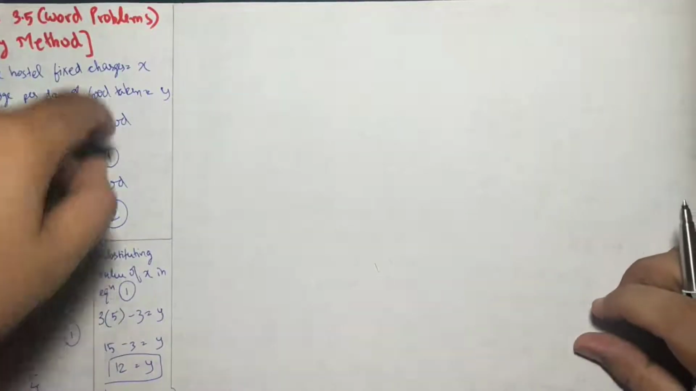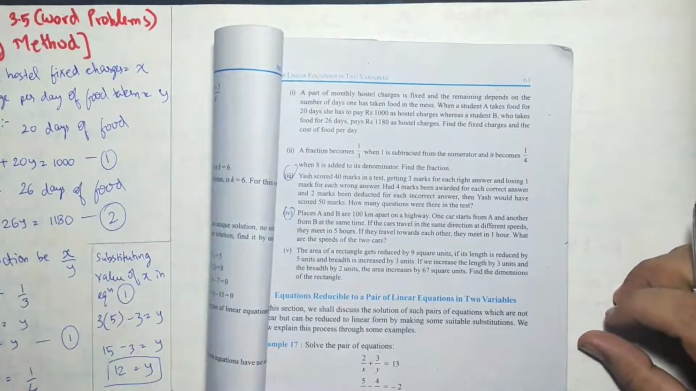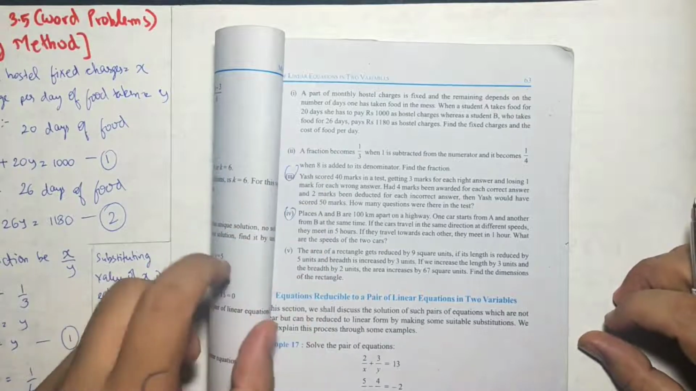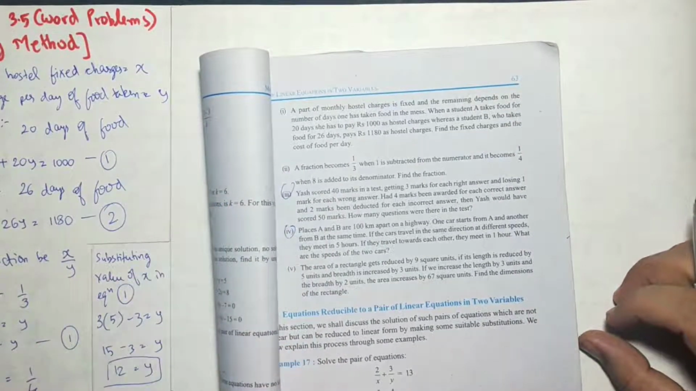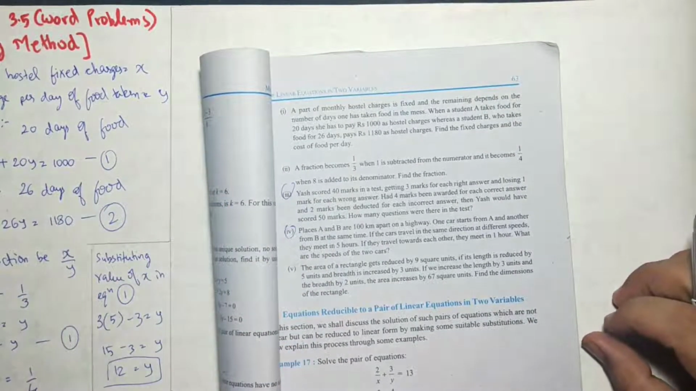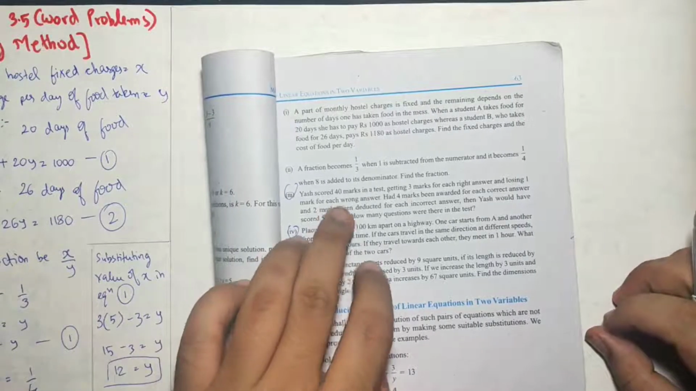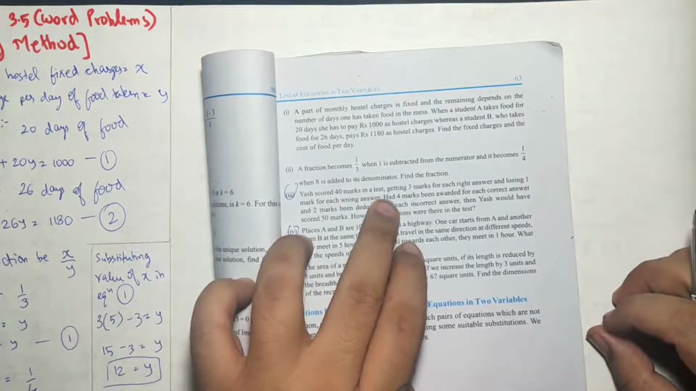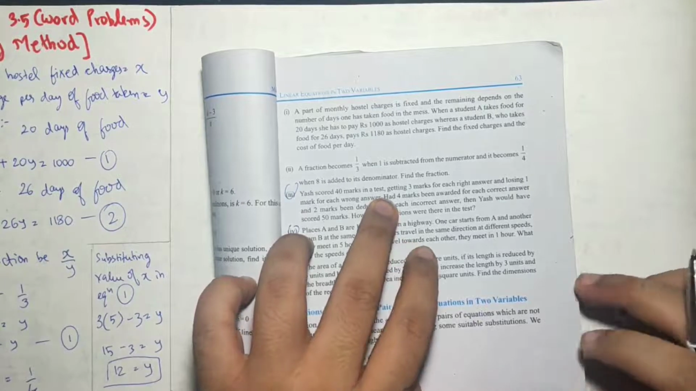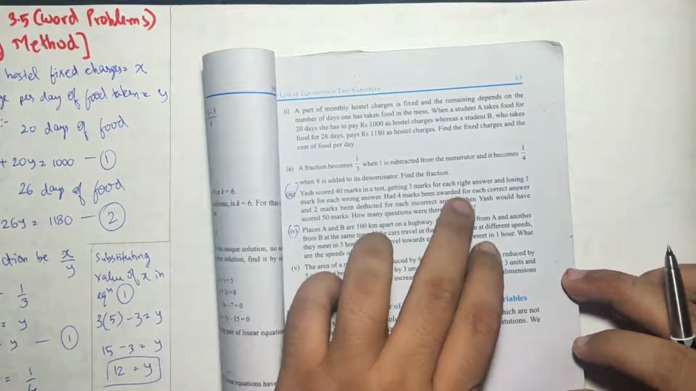So now let us proceed towards the question number 3. Now please pay attention, students. Third, fourth and fifth. These all three are very important questions. You have to pay utmost attention to understand these sums. Yash scored 40 marks in a test, getting 3 marks for each right answer.